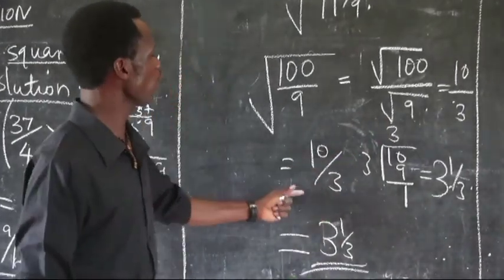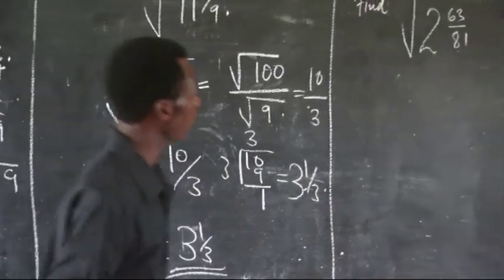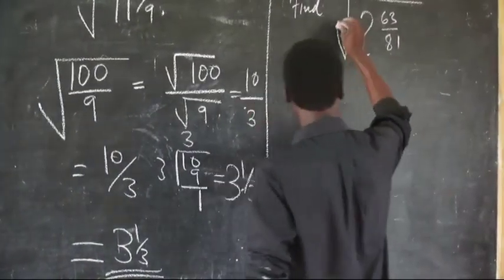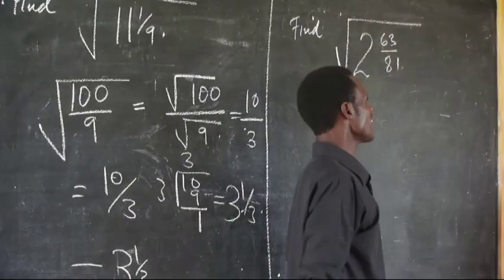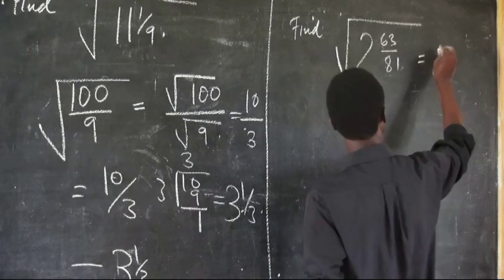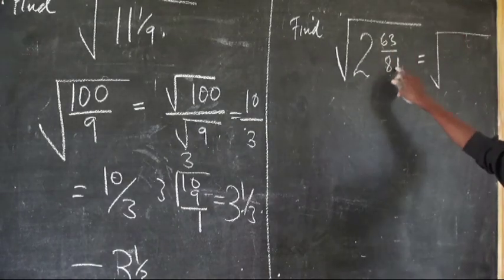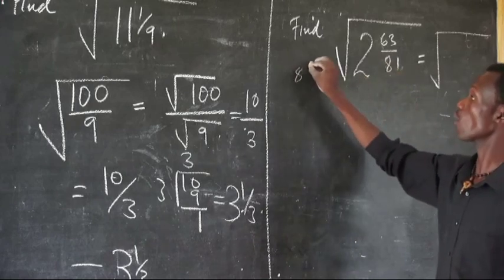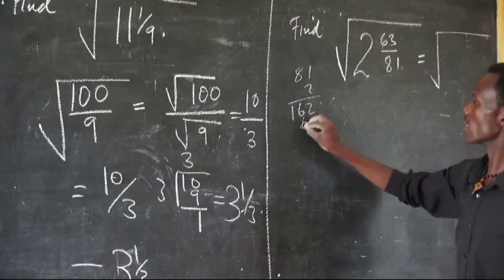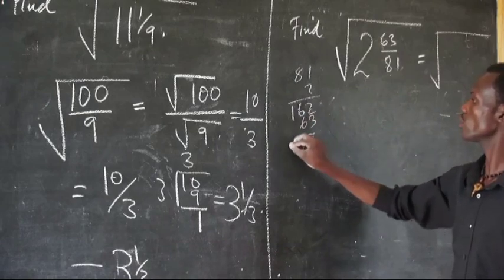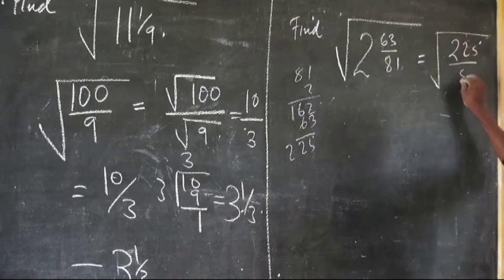This is how we can solve it. Now let us see the last example here. We just have to find the square root of 2 and 63 over 81. The same case is applied. What you should do is find the improper fraction of this one. So it is 81 times 2, which is equal to 162, plus 63, which is 225. Now, it is 225 over 81.